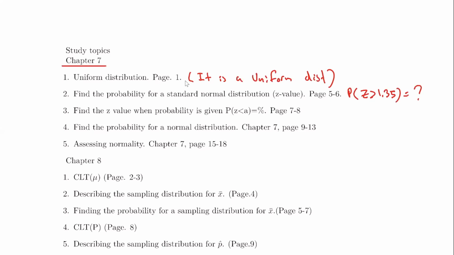All right, what about topic number 3? Find the Z value when the probability is given. So probability of Z less than A is equal to a percentage. If you remember for this one, probability of Z less than A, and then I tell you it is equal to, like, 15%. Is there any question for that topic?